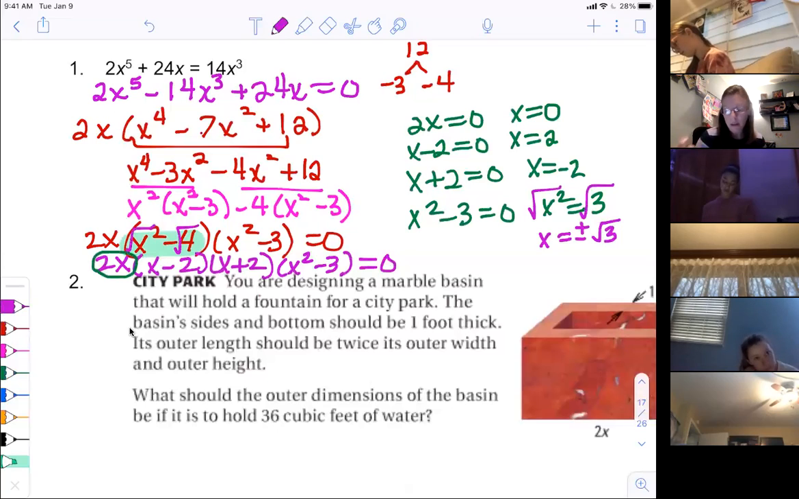Now, just going back with the last problem, the power is 5. You should have 5 answers. I have 1, 2, 3, and then a plus or minus gives me 2 more answers to make 5. Does anybody have questions?